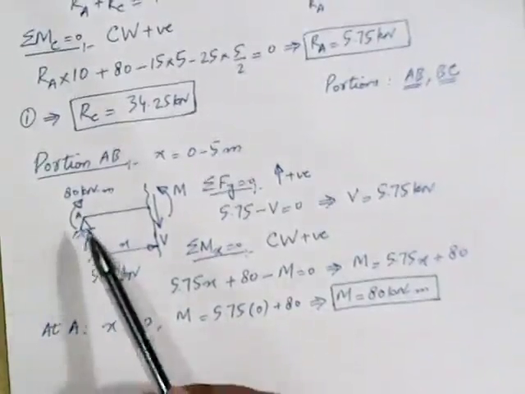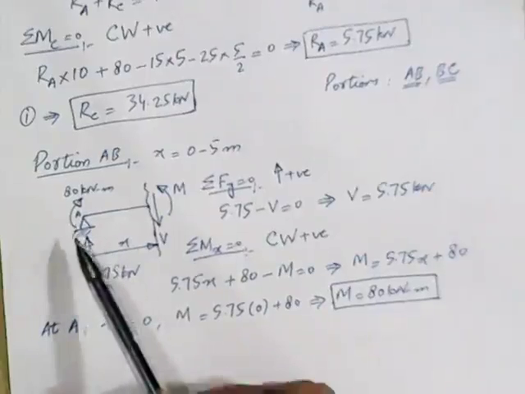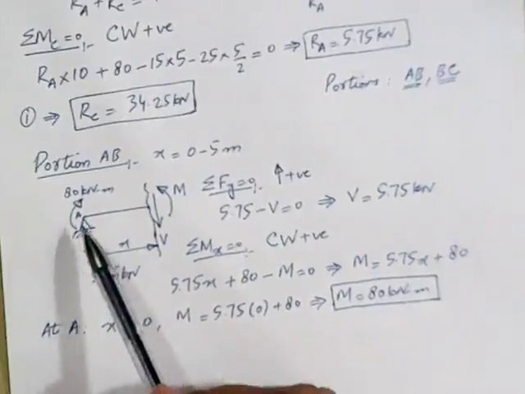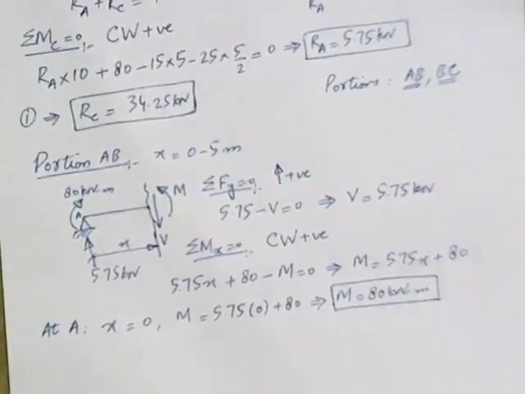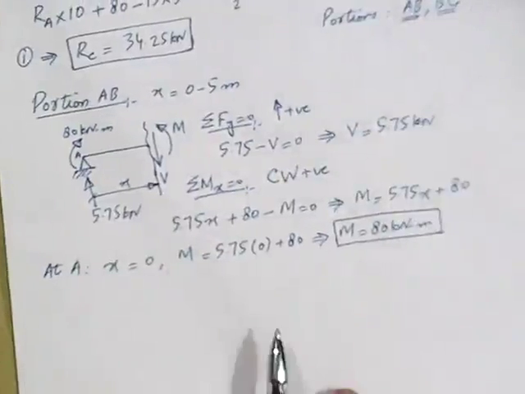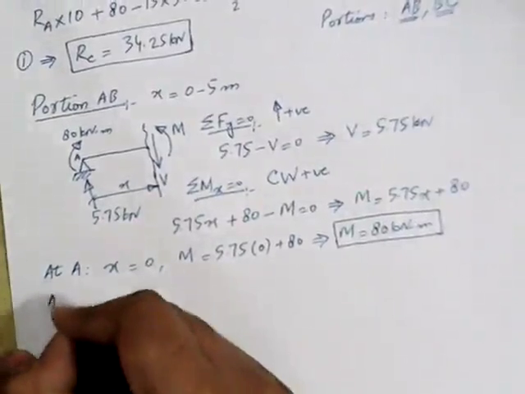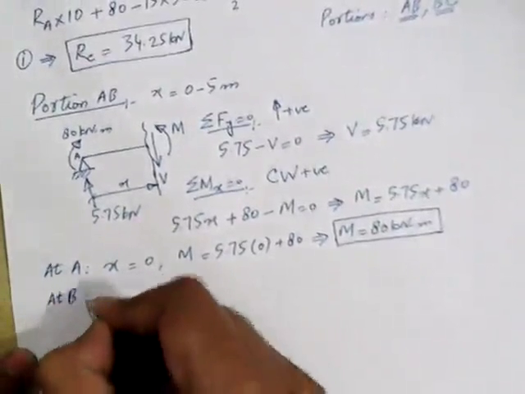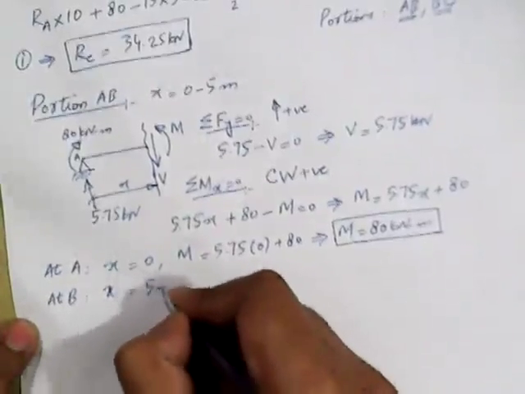So this thing we have seen in this problem, that we have an external hinge support, but the value of bending moment is not equal to 0 at the hinge support, rather it is equal to the externally applied moment, which is 80 kilonewton meter in this problem. So that's something new that we have learned in this example. This is the value of bending moment at support A, and let's calculate the value of bending moment at point B as well. At point B, x is equal to 5 meter.